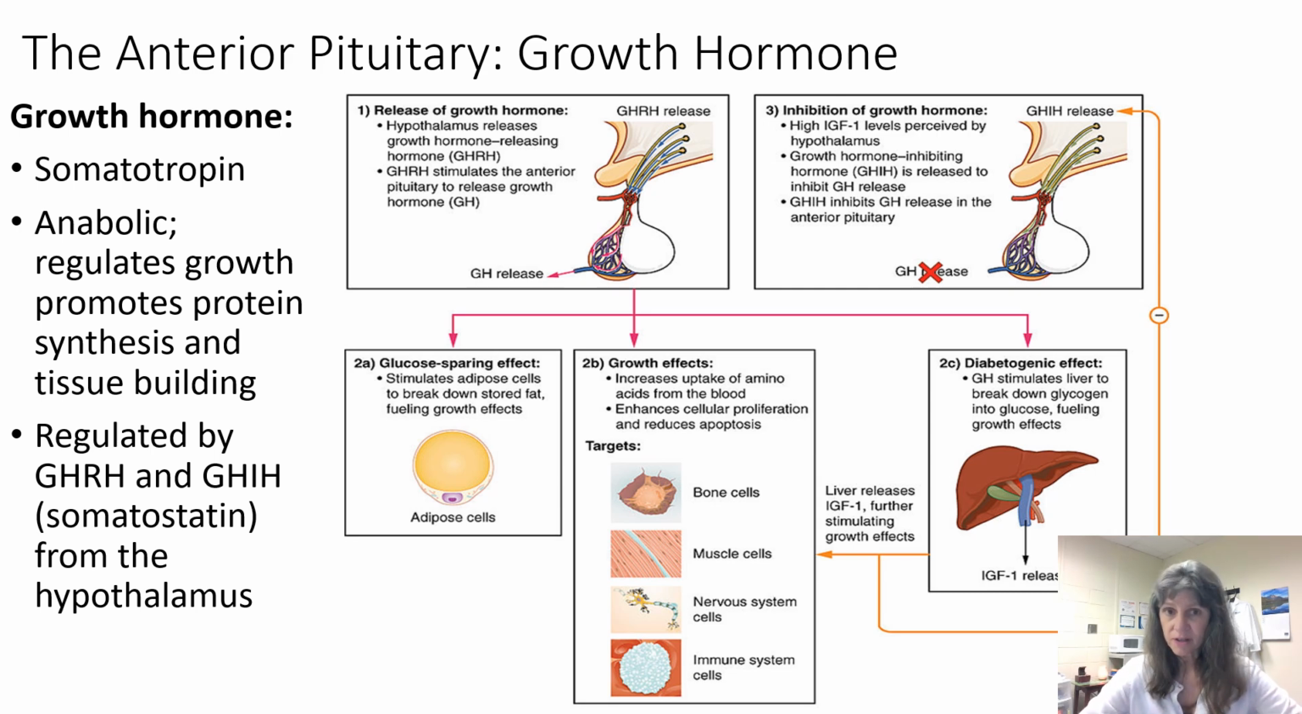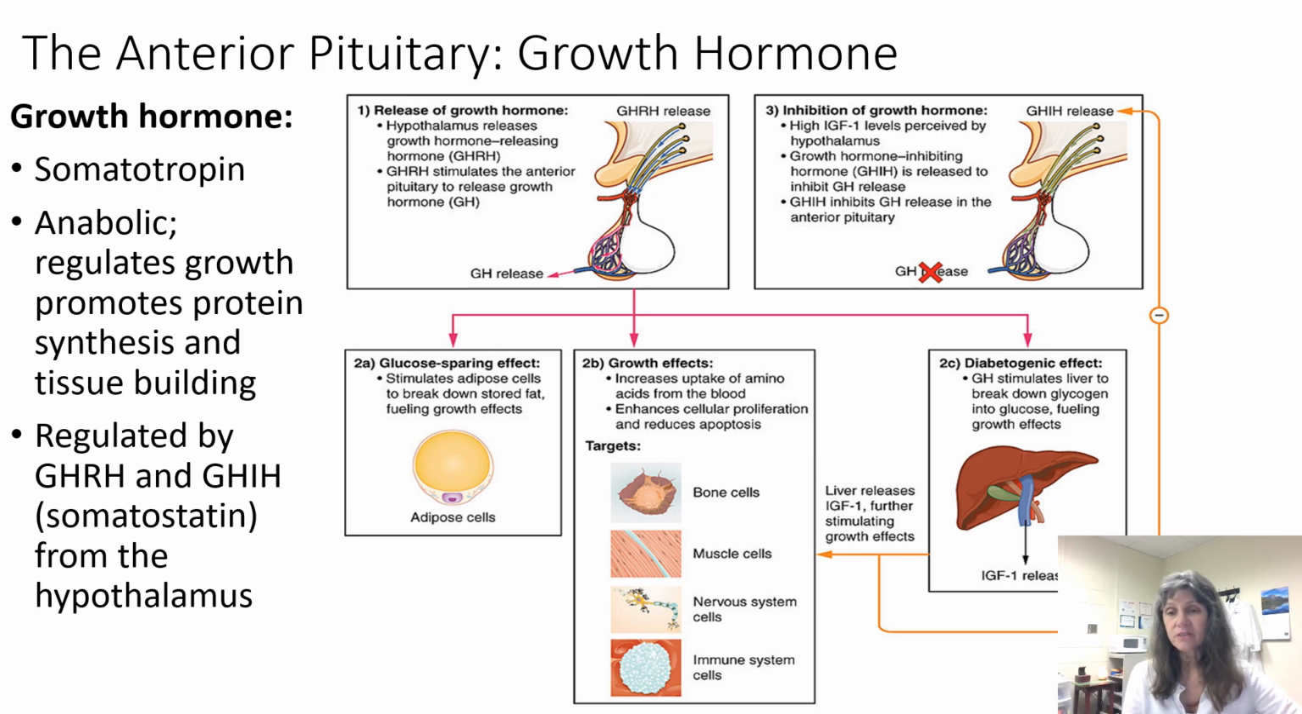And then the third effect of growth hormone is known as a diabetogenic effect, where the growth hormone stimulates cells in the liver to break glycogen down into glucose, allowing glucose to be used as energy to fuel the other chemical reactions that are occurring in the target cells, in the bone cells, the muscle cells, neurons, and immune cells.